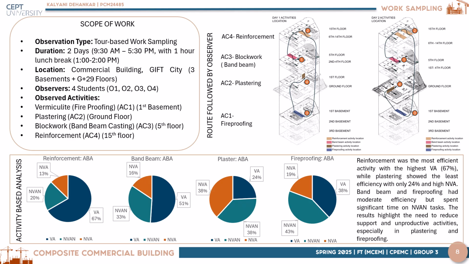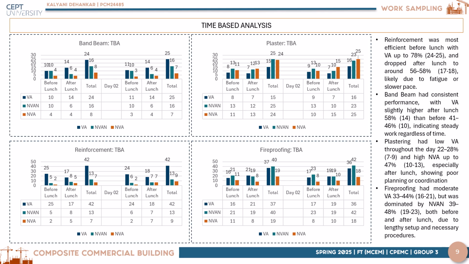For activity-based analysis, reinforcement was the most efficient with the highest value-added observations, while plastering showcased least efficiency with the highest non-value-added activities. Time-based analysis was performed for before lunch break hours and after lunch break hours to compare the efficiency of workers, where we observed that reinforcement was most efficient before lunch and after lunch the productivity of workers dropped.